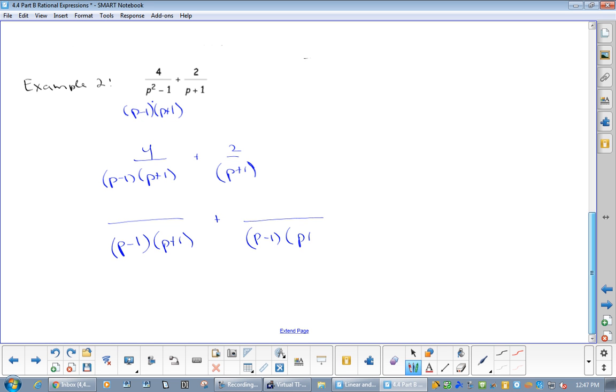So always take the time to write out this step and then do your arrows. What do I have to do to this to get this? Nothing. So your 4 stays. Actually, I should just put the 4 there and the 2 here. Now what do I have to do to this to get this? I got to multiply by p minus 1.